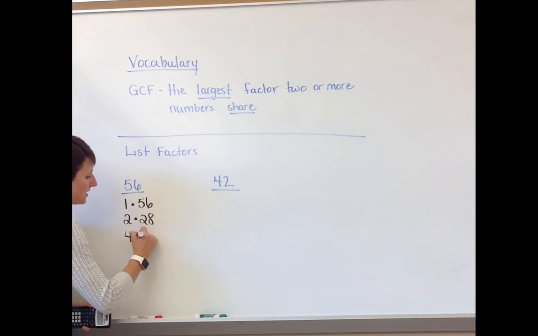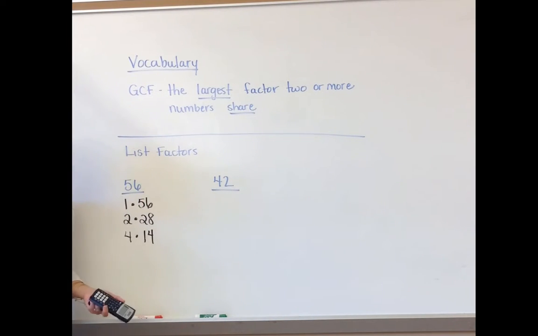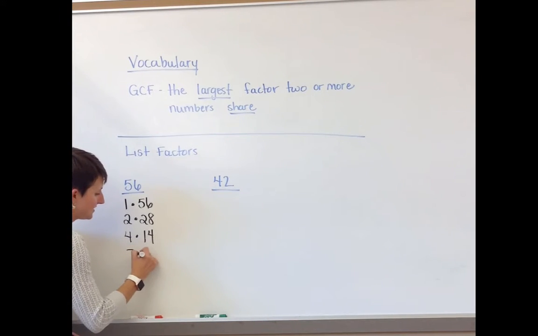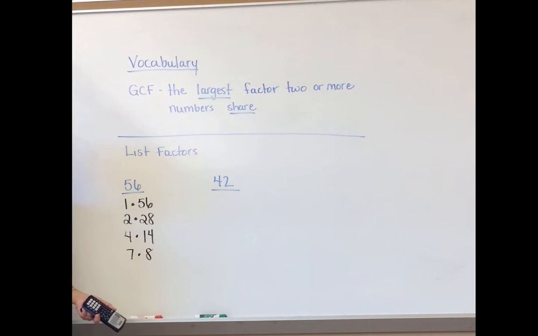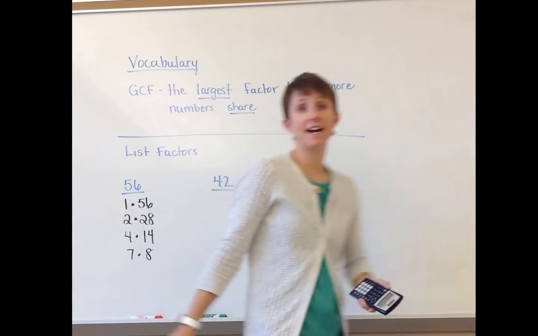So 4 times 14. How about 5? Doesn't end in a 0 or 5. How about 6? No. How about 7? Yeah. 7 times 8 is 56. How about 8? I already have it on there. Repeat, we're done. So now let's find the factors of 42.